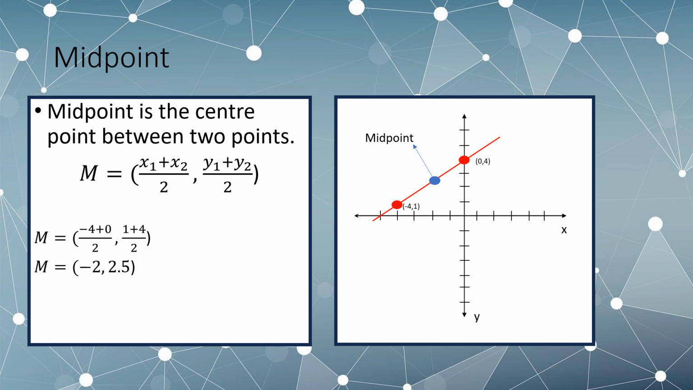That gives me my midpoint of (negative 2, 2.5). Or my x value is negative 2, and my y value is 2.5. If you look back at the graph and can see the coordinates, you can see that matches up with what we'd expect based on the diagram.